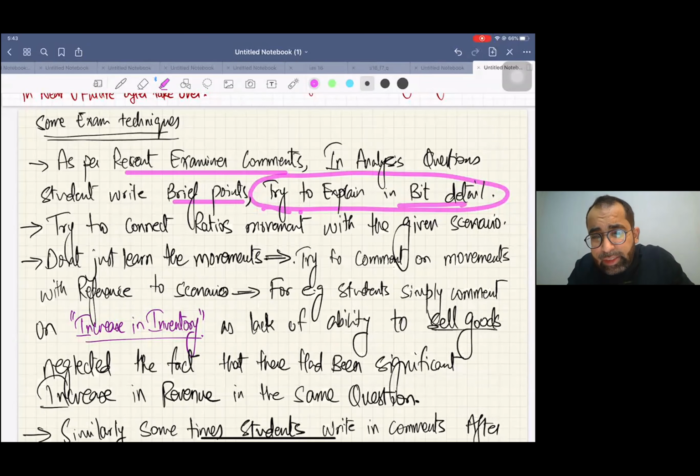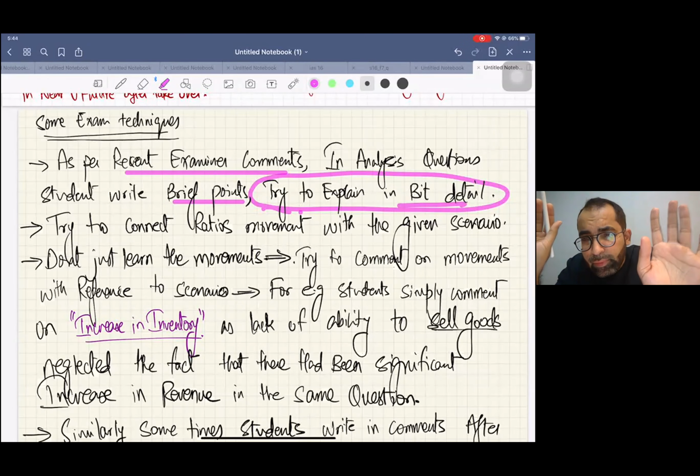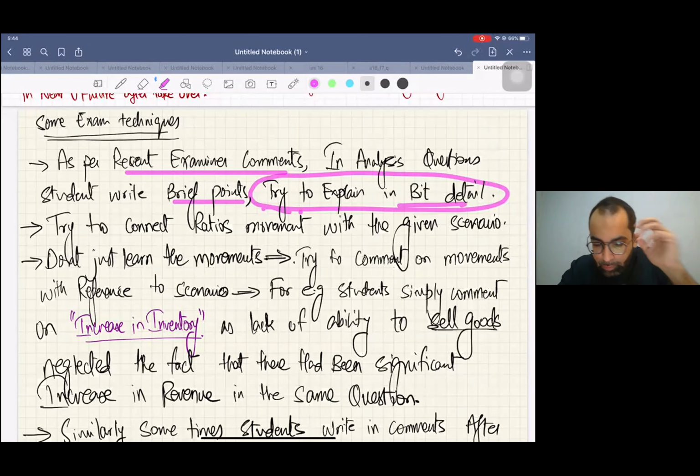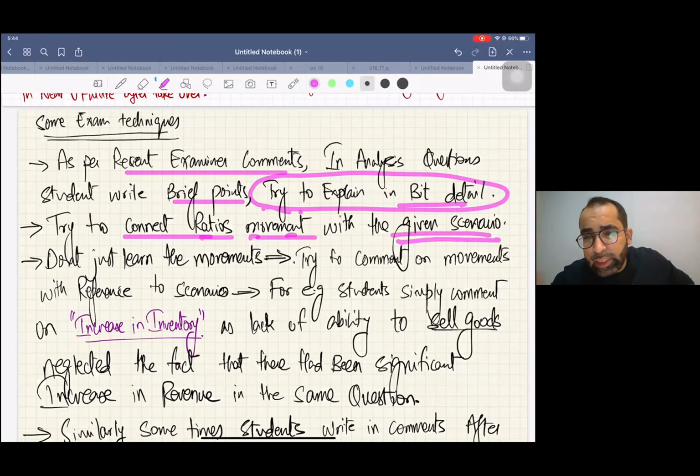The examiner has recently written that you just make a few pointers, you don't elaborate, you don't give reasons. So don't be so brief that the examiner becomes brief in giving marks. Try to connect ratio movements with the given scenario. I've already told you that the connection is a must. Each and every question is different, so speak according to the question, right?